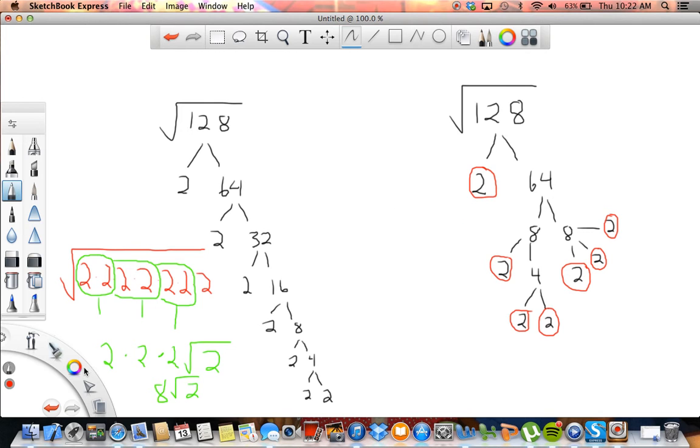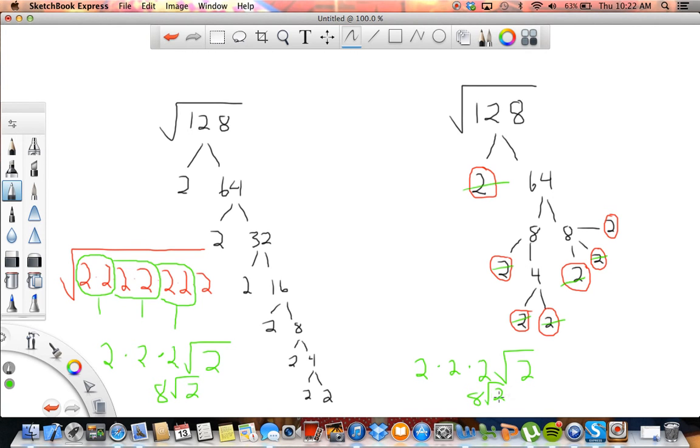Okay, so now what we're going to do, again, this is different from the first problem. I'm going to go through and match up my pairs. So here's a 2 and here's a 2. So that's a pair. I'm going to write that down. Here's a 2 and here's a 2. That's a pair. So I'm going to write that one down. Here's a 2, here's a 2. So I'm going to write that one down. And then this 2 does not have a pair, so it goes underneath the radical sign. 2 times 2 times 2 is 8 square root of 2.